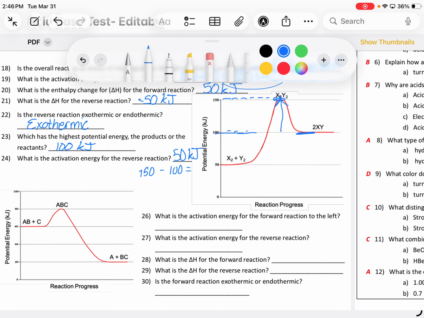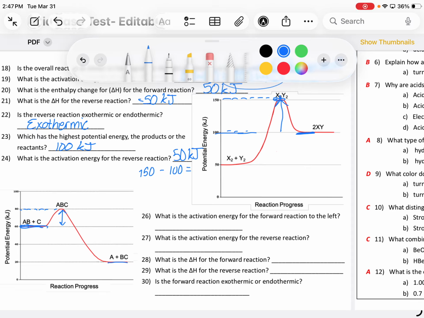Last questions. Ready? Then we're done. What is the activation energy for the forward reaction to the left? Okay, we're starting at 60. We're ending at 20. What is the activation energy? So right here, the activation energy is 80 kilojoules.